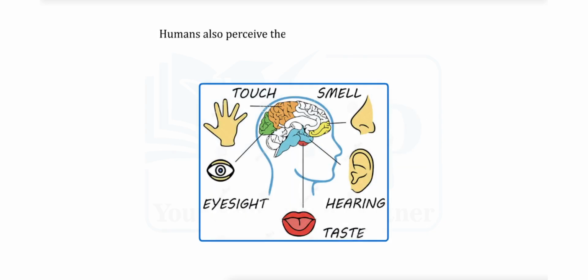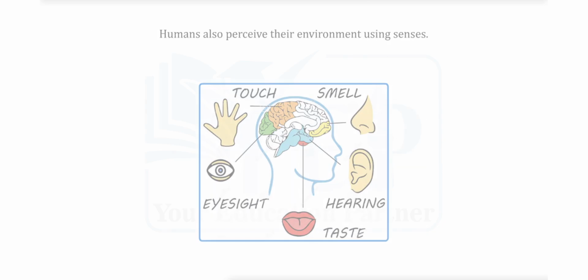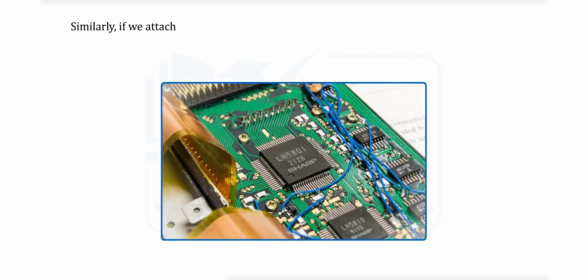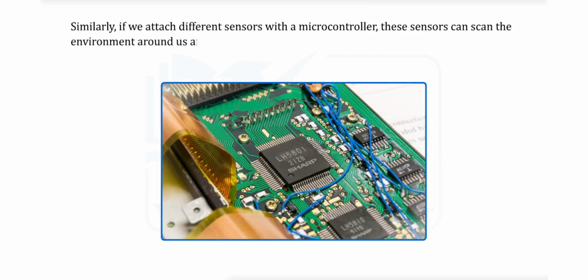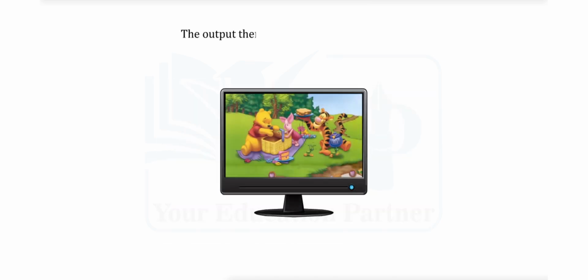Humans also perceive their environment using sensors. Similarly, if we attach different sensors with a microcontroller, these sensors can scan the environment around us and store the inputs in memory and process them. The output then can be displayed on a screen.